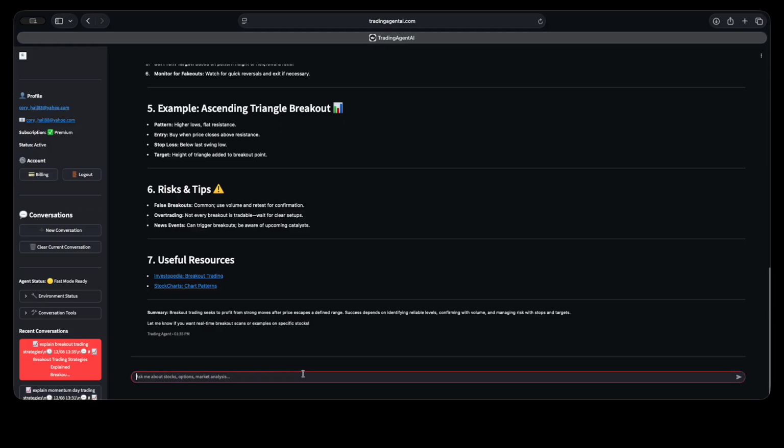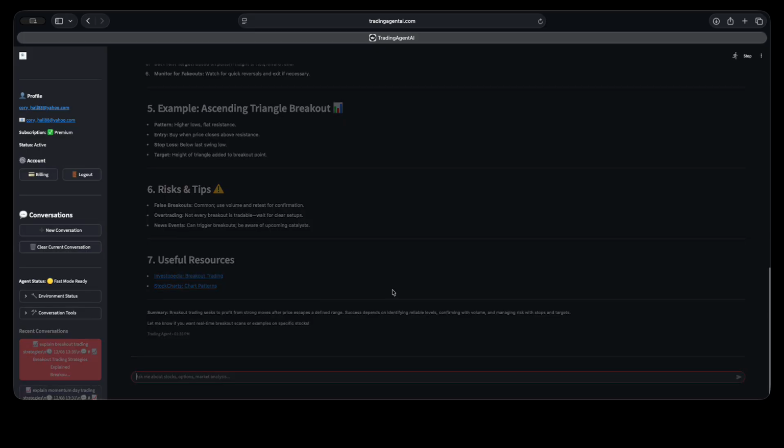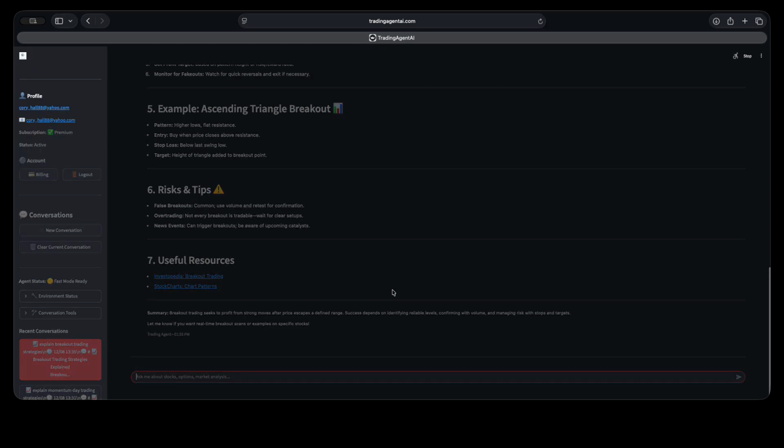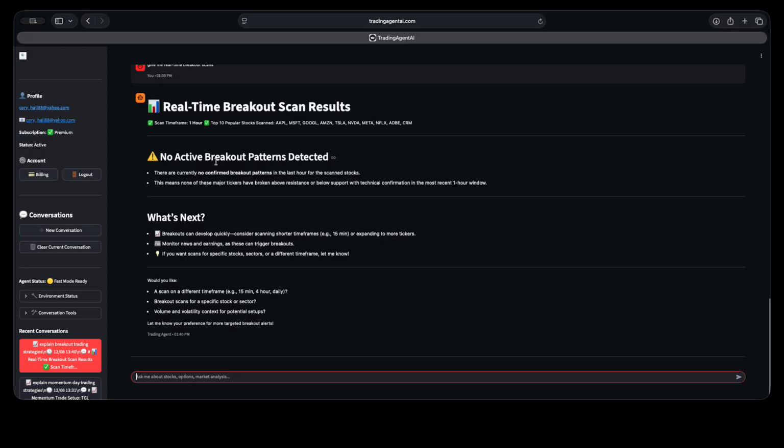So let's do some. Let's see if we can find some scans. Give me real time. So I scanned the top popular ones, and it didn't find any active breakout scans.